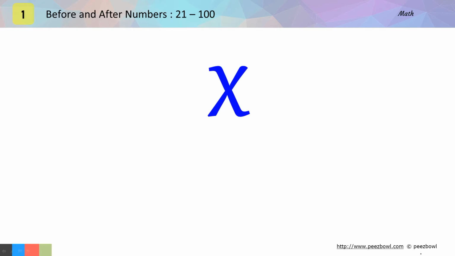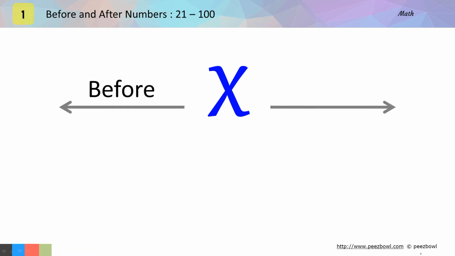Let us say there is a number x. So, if you move in the left direction from x, then you will see the number before x. And if you move in the right direction from x, then you will get the number after x. Okay, so if you want to know which number comes before x, then you will subtract 1 from x, and if you want to know which number comes after x, then you will add 1 to x.